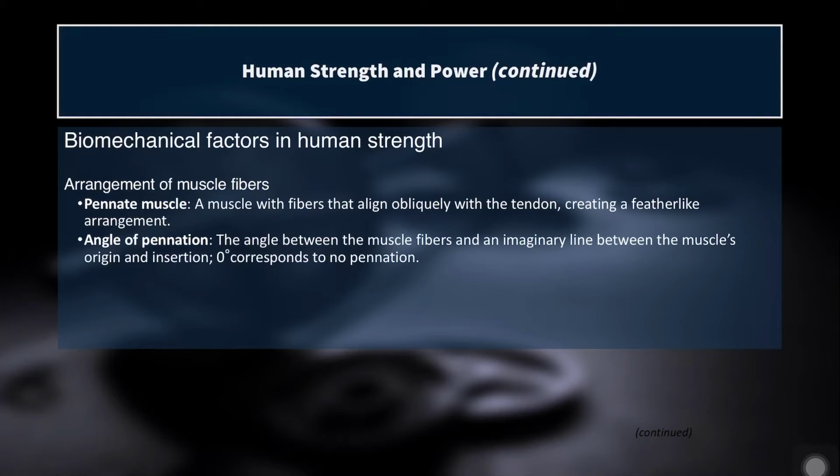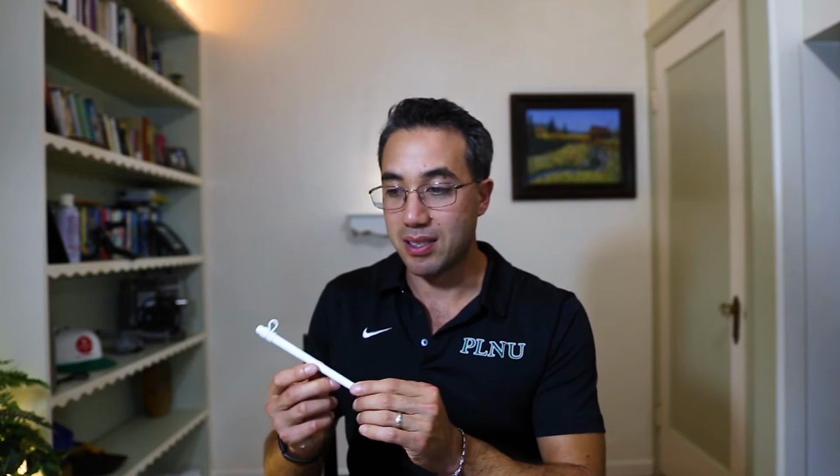Now within a muscle, we also have the arrangement of the muscle fibers to take into account. A pennate muscle is a muscle with fibers that align obliquely to the tendon, which creates a feather-like arrangement. And the angle of pennation is the angle between the muscle's fibers and an imaginary line between the muscle's origin and insertion. So not all of the fibers in our muscles just run longitudinally, directly in line with the muscle's line of pull. In fact, most muscles have some sort of pennate arrangement.